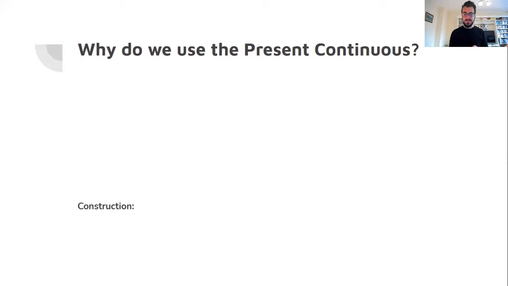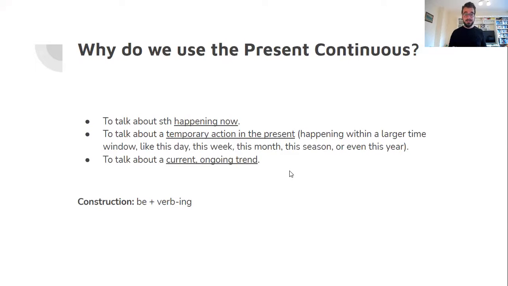So, okay, that's one of the scenarios, but there are actually two more scenarios in which we need to use the present continuous to talk about the present. Another one, and I'll make another click here to show you the rest, would be a temporary action in the present. So basically, something that is not just happening now, not just at the moment of speaking, but within a larger window of time. But that action still needs to be temporary versus a permanent action that is always valid.